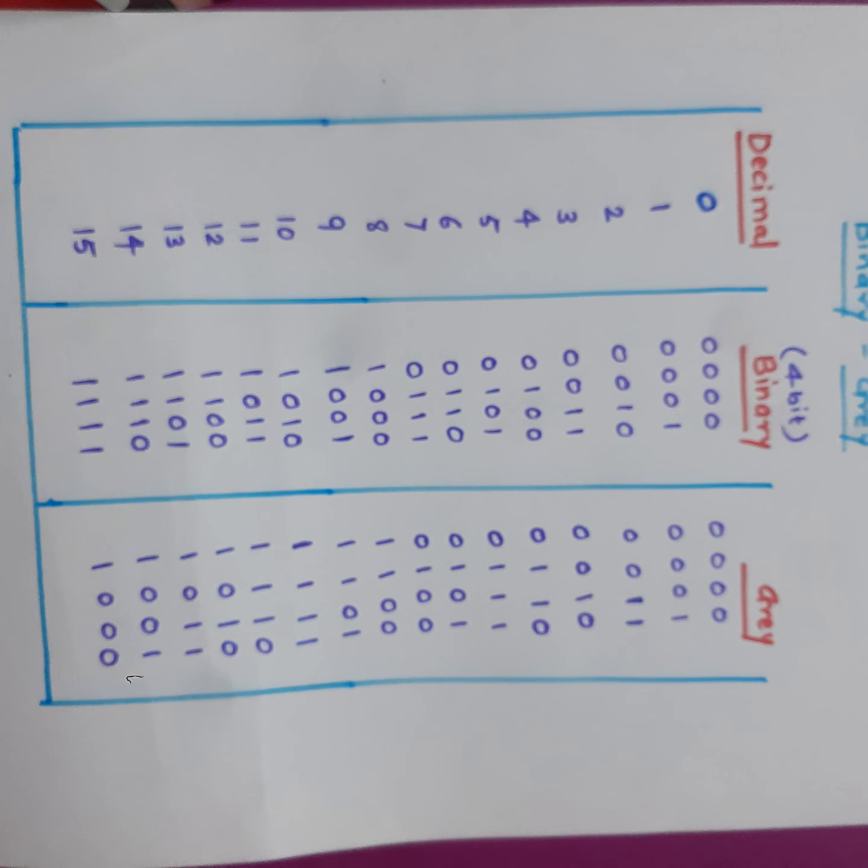Gray code has some specific applications. Decimal, binary and gray: this is the complete chart of these numbers. Refer to this, and you will come to know how the gray numbers are different from the binary numbers. Okay, so I hope you have understood the gray numbers. I hope you understood how to convert binary to gray and gray to binary.